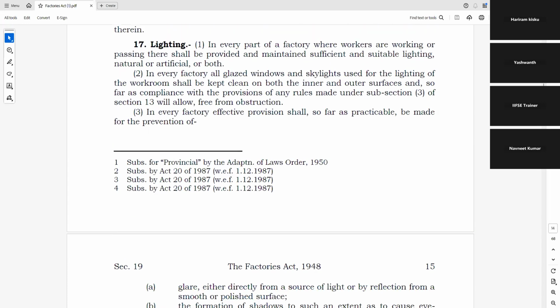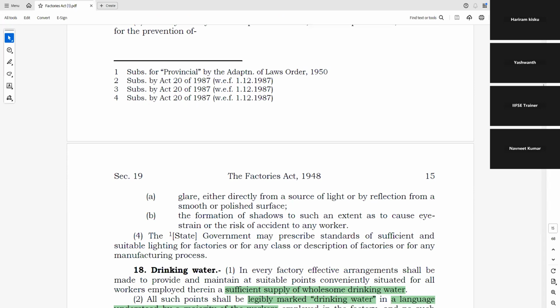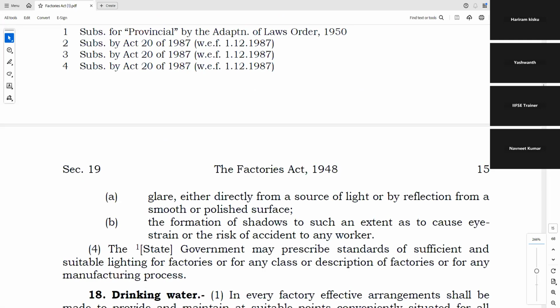Then we also talked about a few factors with respect to lighting. There we have to avoid glare and shadows. Whatever lighting we provide should not generate any glare. It should not give any reflections by falling on polished or smooth surfaces, and also it should not form any shadows as well.